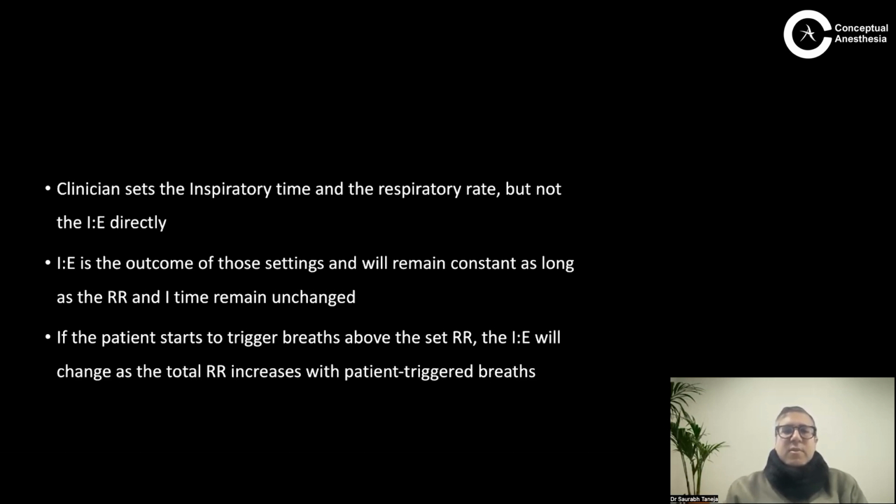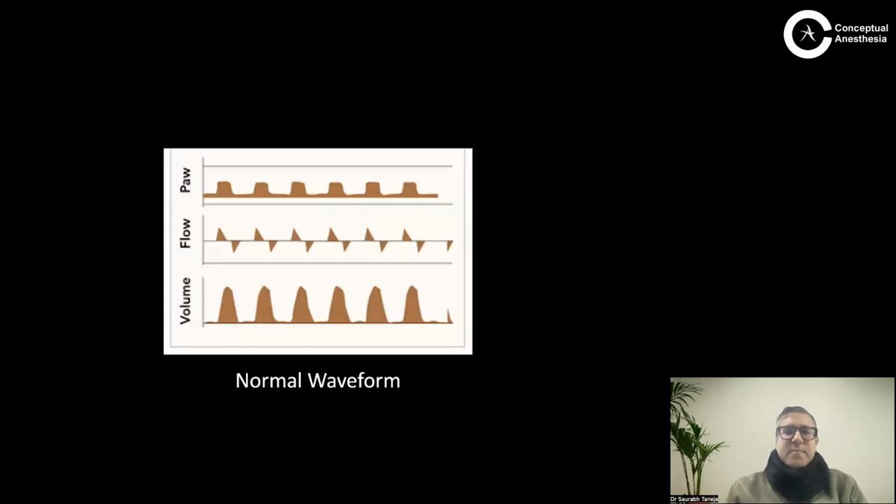I have talked about how we set the I:E ratio, the respiratory rate and the respiratory time. Two out of three we set and then the third is calculated. So this is a normal waveform in the ventilator. I had shown you the graphics earlier. Here the flow is second instead of first. So this is the pressure which goes to a constant level, stays for a duration of time, and this is the time when the expiration starts. And this is the maximum volume that is delivered.